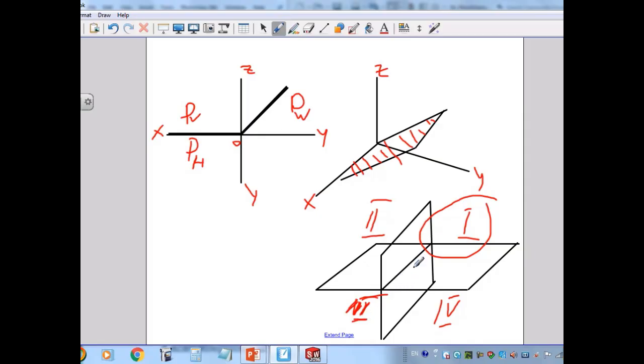So 0 is here, and that is X and Y, and Z. That is Y. So if you say 0 is here, and X is here and Y is here, we set everything inside here in the first quadrant, and this is the negative side from the 0, the second one.